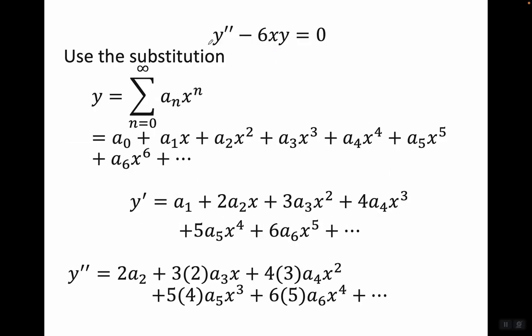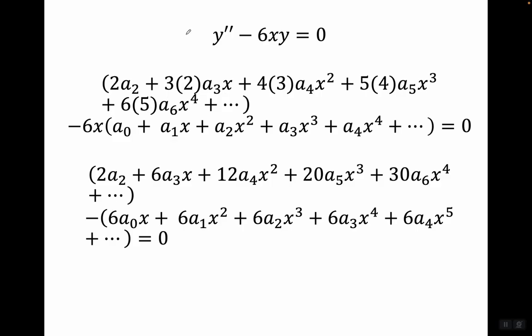Here's our differential equation, y double prime minus 6xy equals 0. We're going to use this substitution since we're looking for power series. y is just going to be the sum of a sub n x to the n as n goes from 0 to infinity. In other words, it's going to be a0 plus a1x plus a2x squared, etc. Take the derivative. We find that y prime is a1 plus 2a2x plus 3a3x squared plus 4a4x cubed, etc. Take another derivative. We get y double prime equals 2a2 plus 3 times 2 a3x plus 4 times 3 a4x squared plus 5 times 4 a5x cubed, etc.